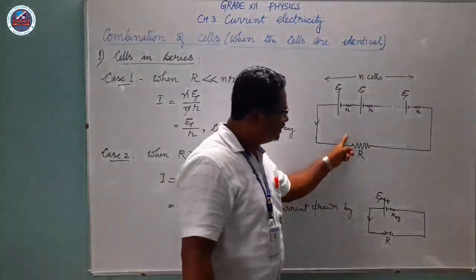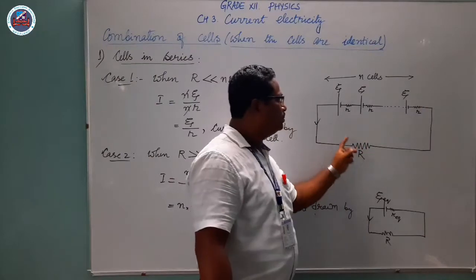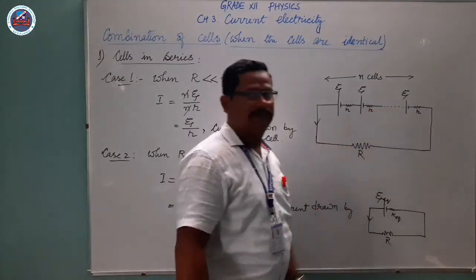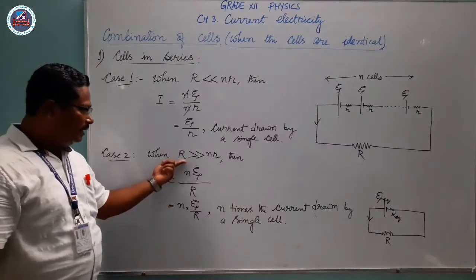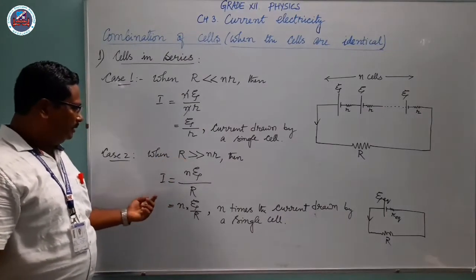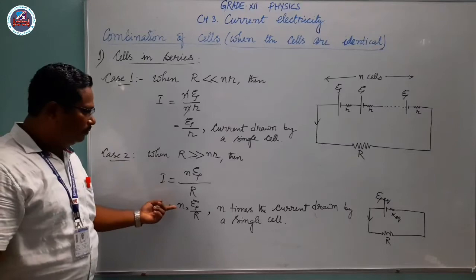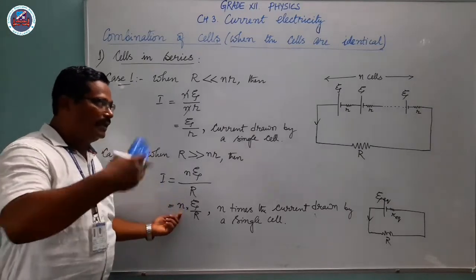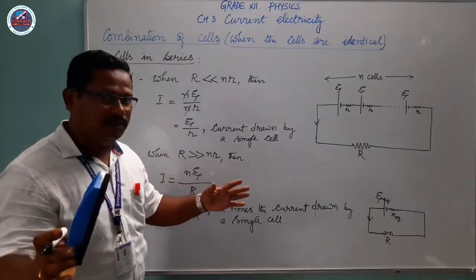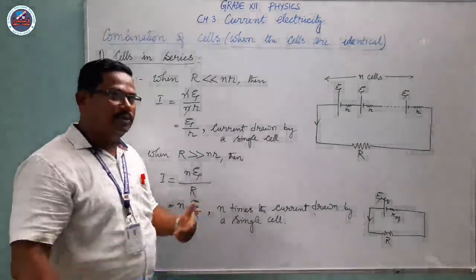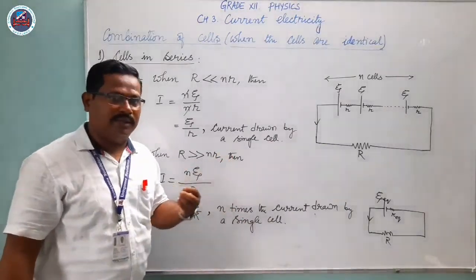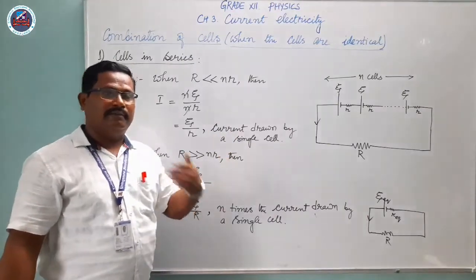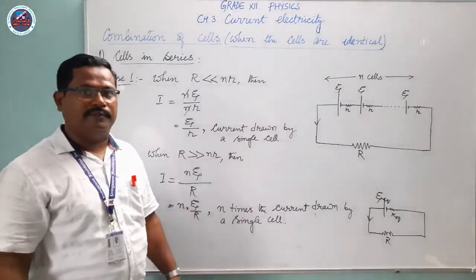If the resistance is very high, then it is wise to connect in series. You can see here, if the external resistance is very large, then the current that you can draw from the cell is N times. Suppose 10 cells you are using, 10 times the current drawn by a single cell. If from a single cell you are drawing suppose 5 ampere of current, then in 10 cells you will get 5 into 10, 50 ampere of current.